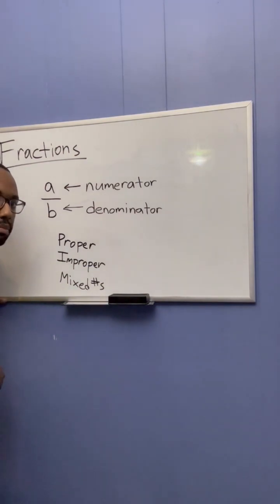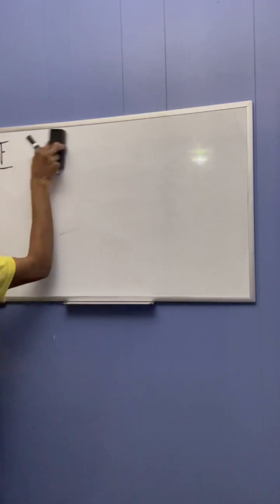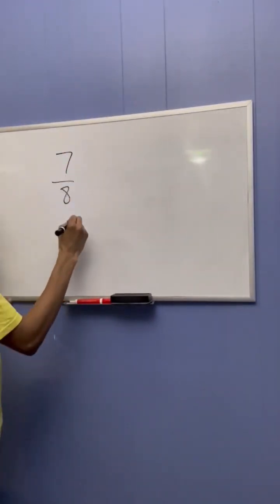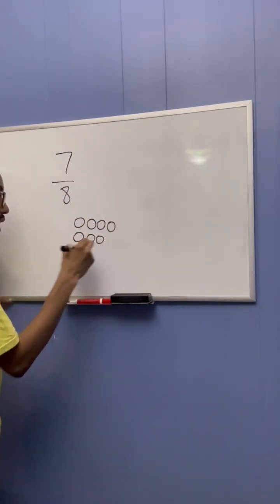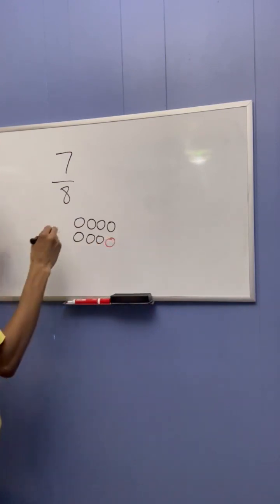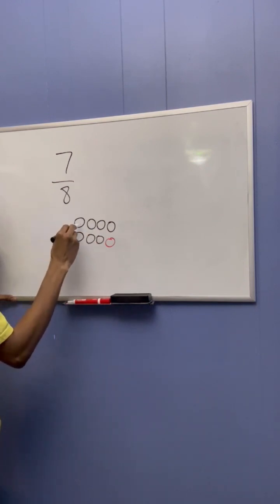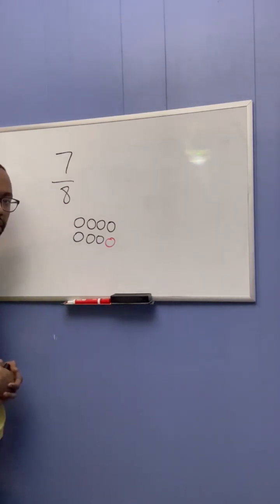Let me give you an example of a proper fraction. Here we have a fraction, 7/8. We have 7 balls that are black and 1 ball that is red. The number 7 represents the amount of black balls there are, while the number 8 represents how many balls there are in total. A proper fraction is a fraction that has the numerator smaller than the denominator. Okay, moving on.